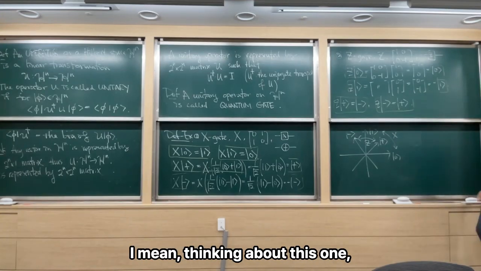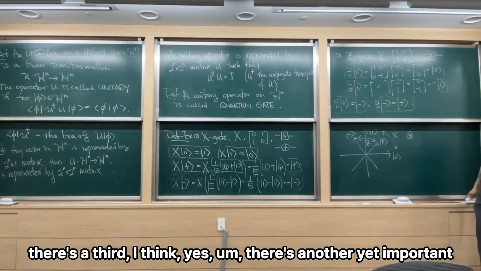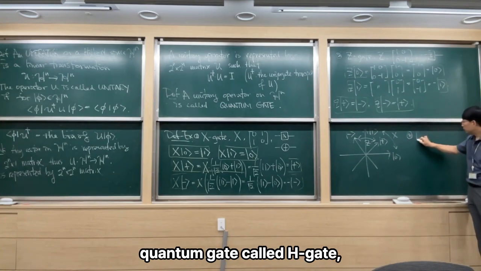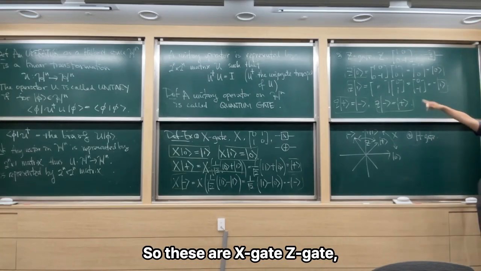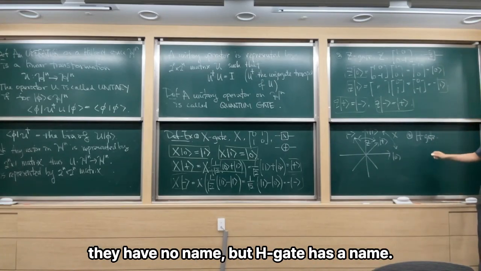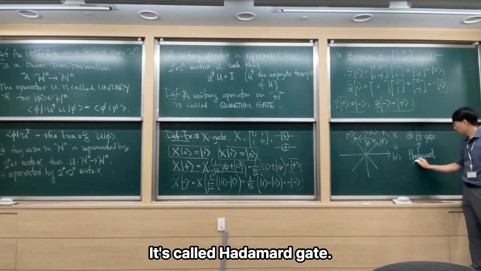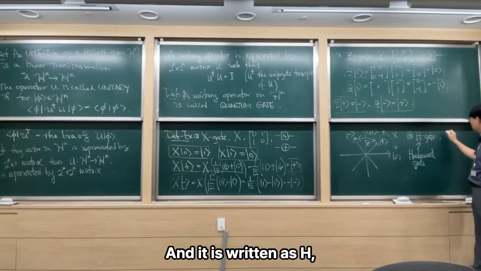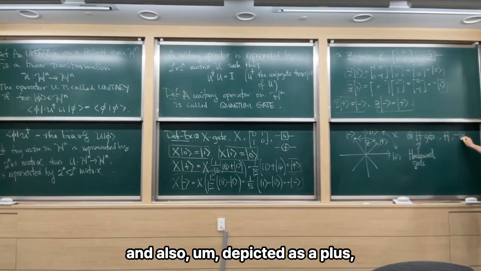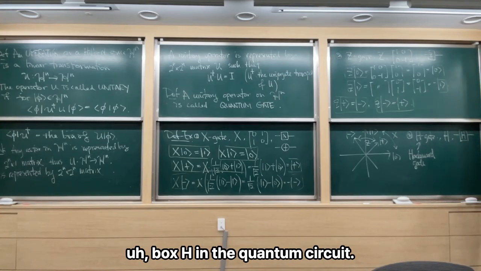Thinking about this, there's another yet important quantum gate called the H gate, and it has a special name. These are the X gate and Z gate, which have no special names, but the H gate has a name. It's called the Hadamard gate. It is written as H and also depicted as a box with H in the quantum circuit.